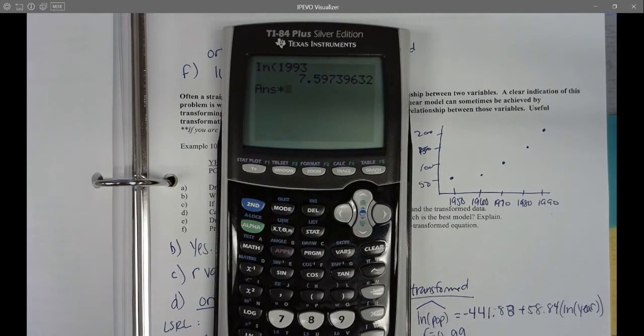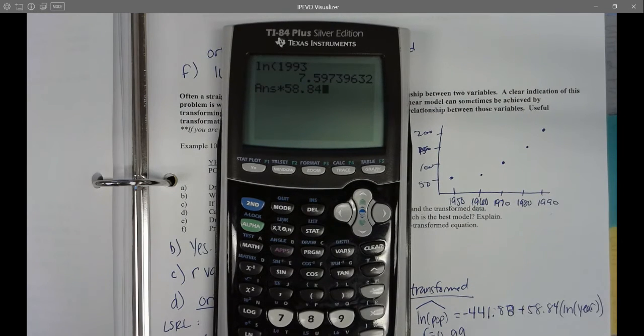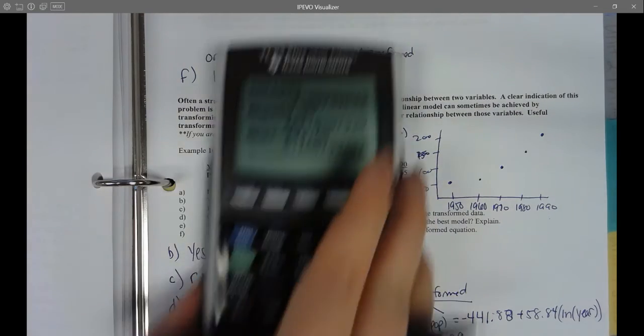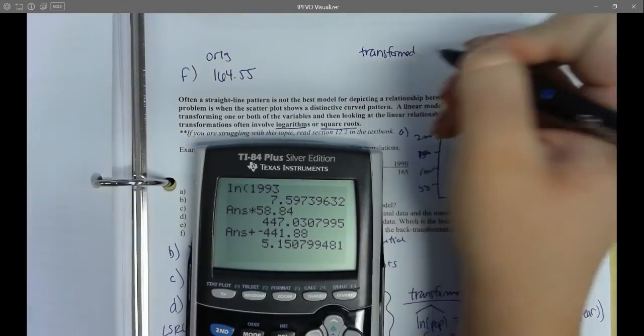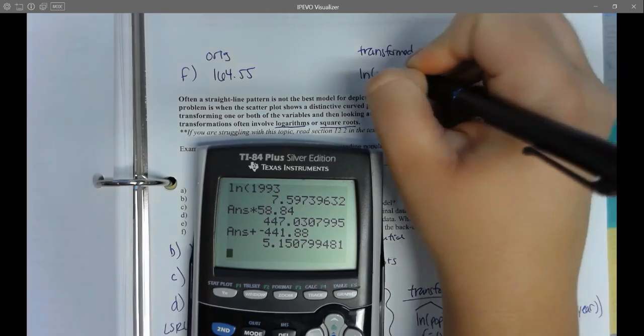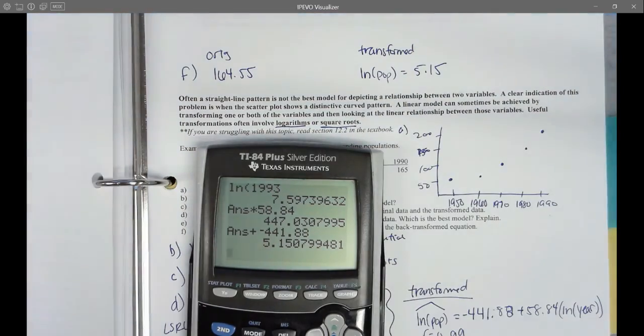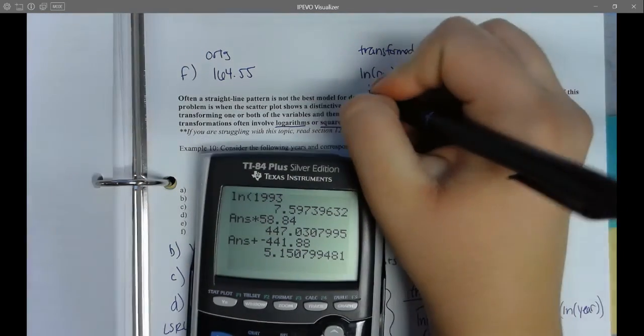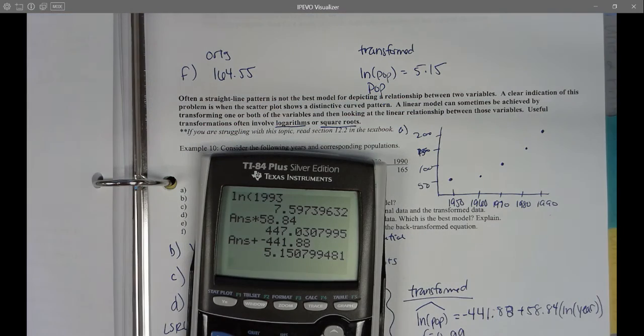So I guess I'll just do it here. I'm going to do 58.84, and then I'm going to add a negative 441.88. Okay, so for our transformed data, this is the predicted natural log of our population. We want to take this so we can actually find a population, because the natural log of the population, sorry, that's pretty meaningless to me. I don't really care about that.